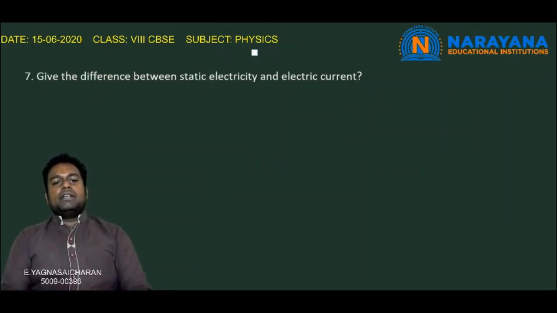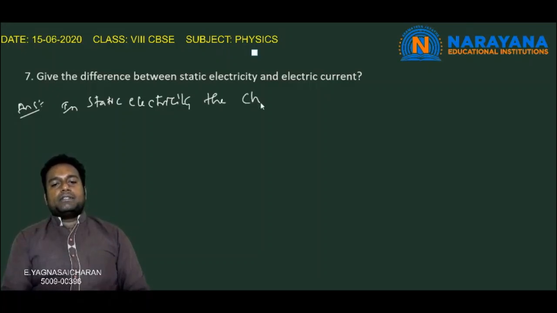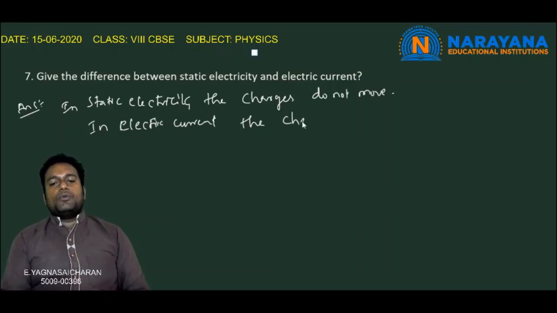Let us see the next question. Give the difference between static electricity and electric current. So there is a very simple difference between static electricity and electric current. In static electricity, the charges do not move. Whereas in electric current, the charges move.